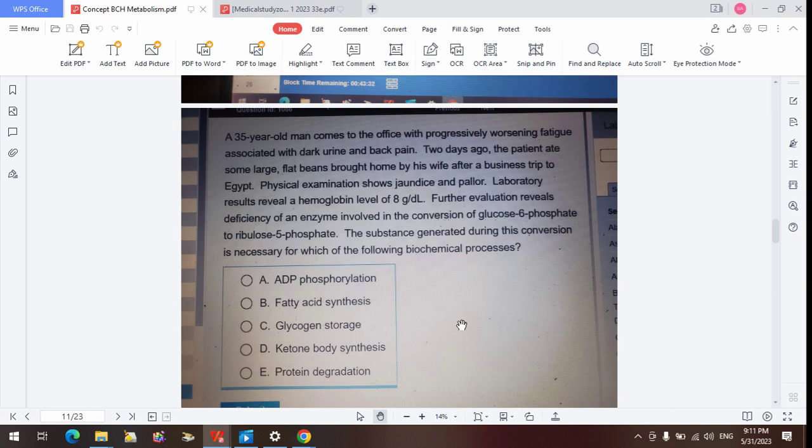Laboratory results reveal a hemoglobin level of 8 grams per dL. Further evaluation reveals a deficiency of an enzyme involved in the conversion of glucose 6-phosphate to ribulose 5-phosphate. The substance generated during this conversion is necessary for which of the following biochemical processes?